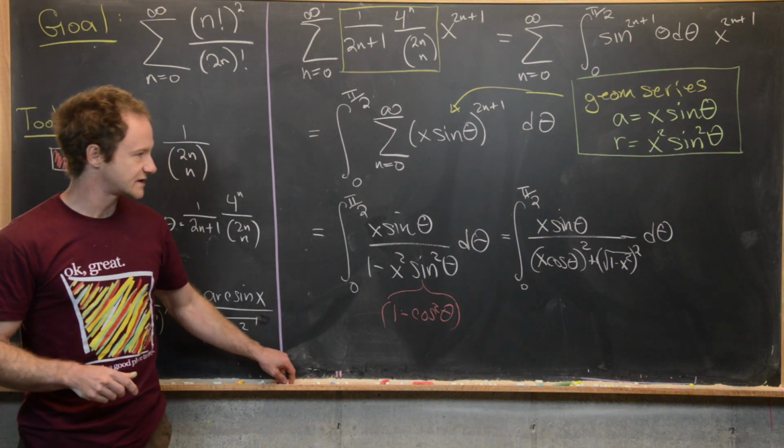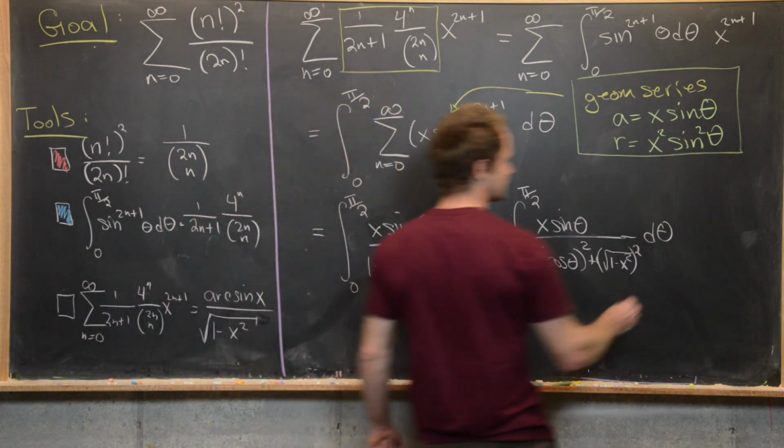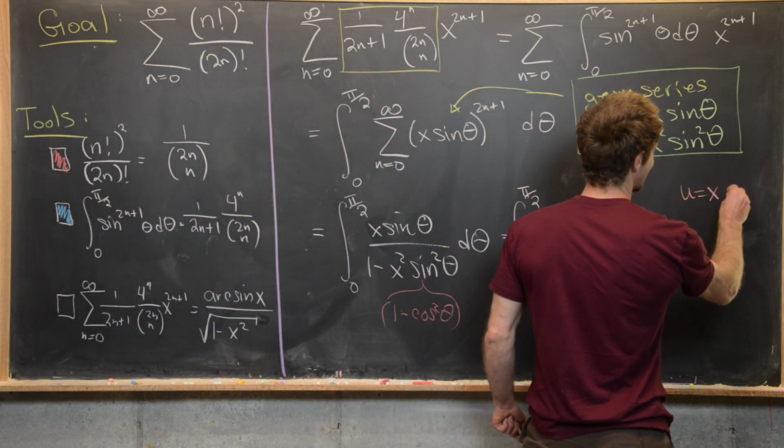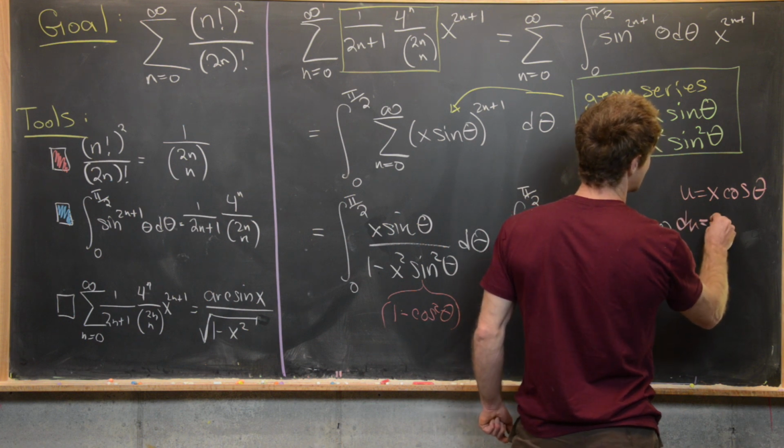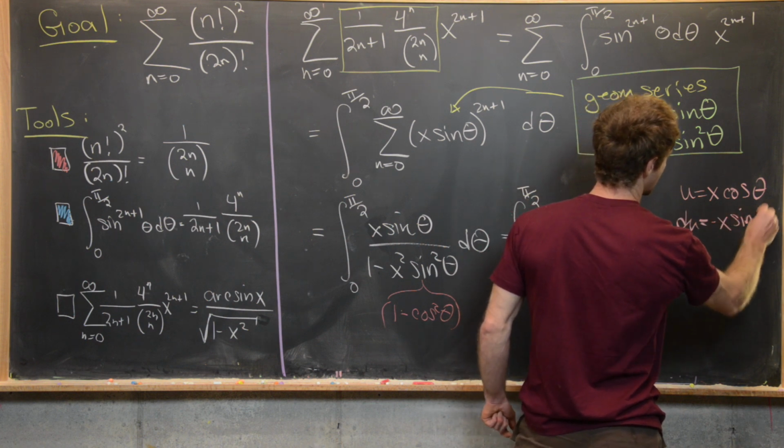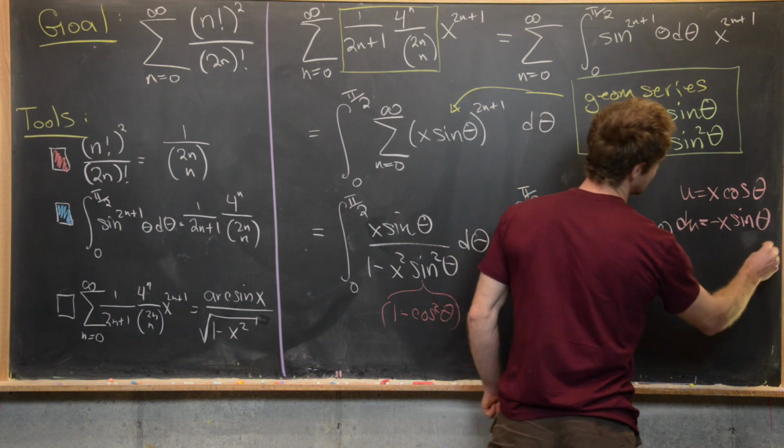Okay, so let's go ahead and make our u substitution. So we can let u equal x cos theta. Notice that's going to make du equal negative x sine theta d theta, I should say.